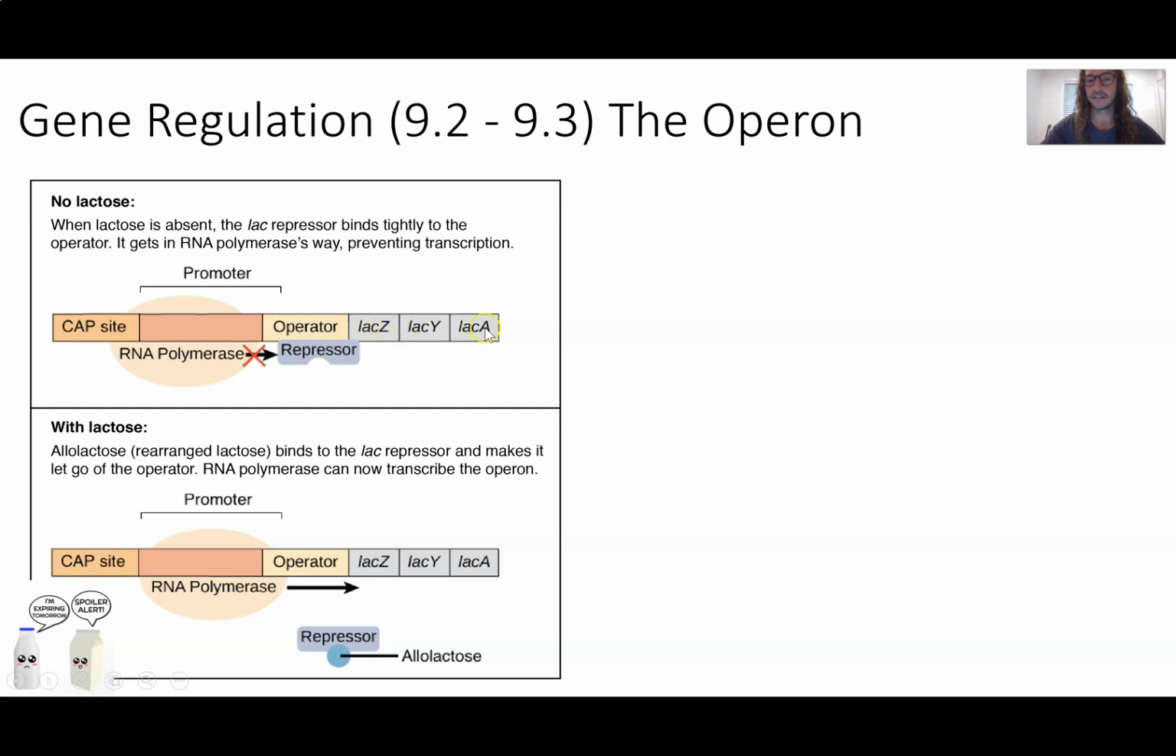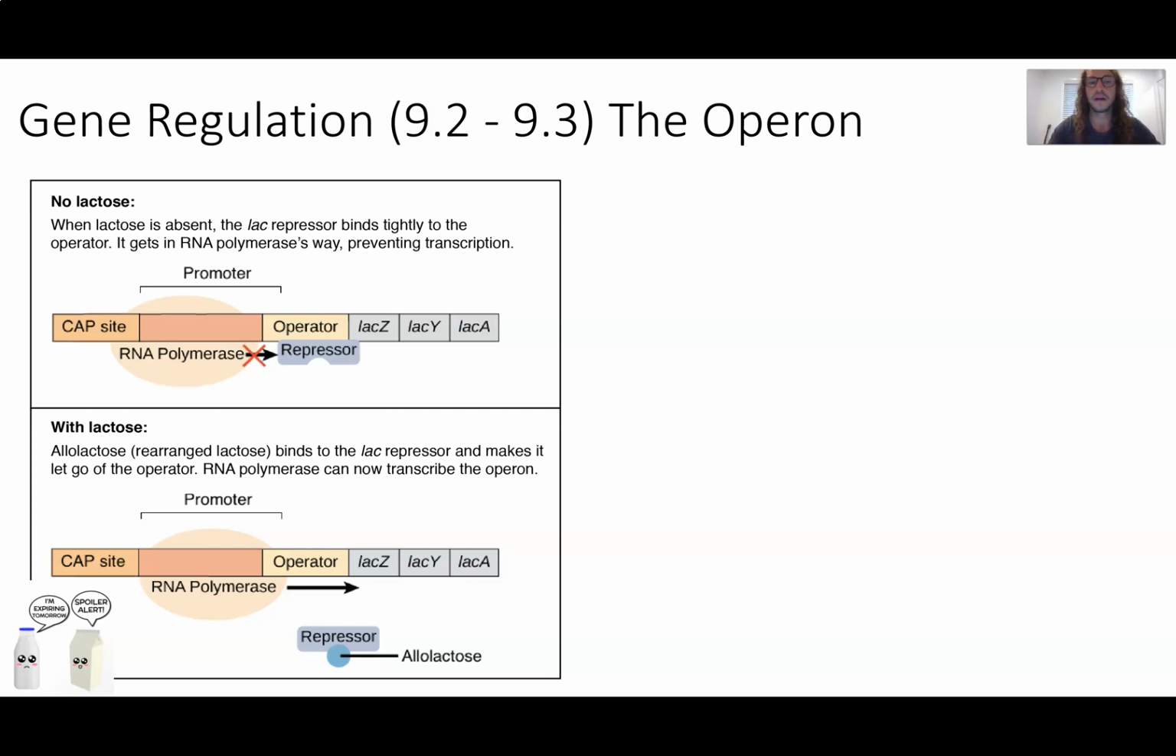and expressing those genes. So why is that important? Well, it's about conserving energy and materials. We wouldn't want to be creating all these enzymes if we didn't need to. That's a waste of time, and it's a waste of resources. So this whole process is an example of how bacteria can regulate genes. It's known as positive control because if lactose is present, then it produces these enzymes.